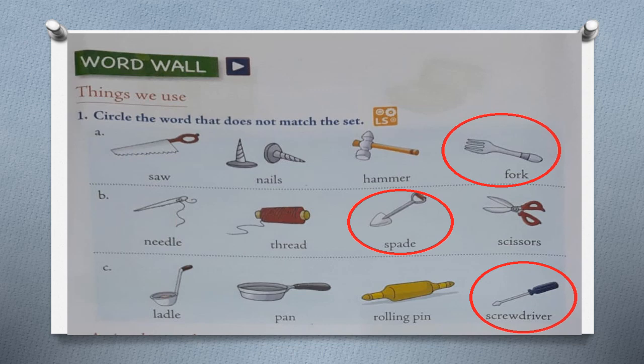Come to the C. Here are given ladle, pan, rolling pin and screwdriver. So screwdriver does not match the set. So circle the picture screwdriver.